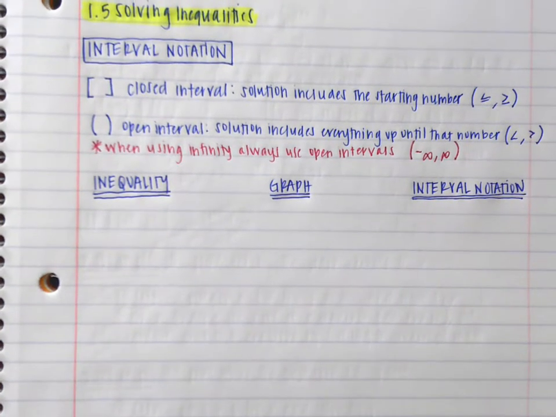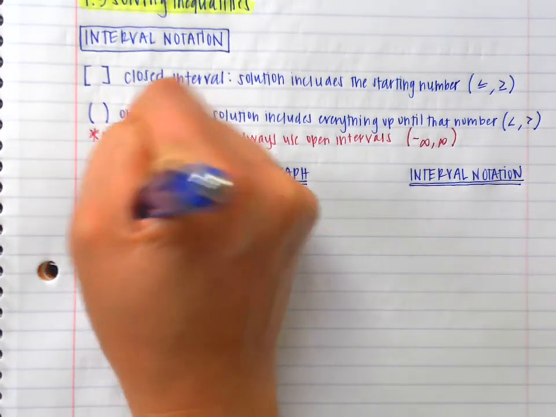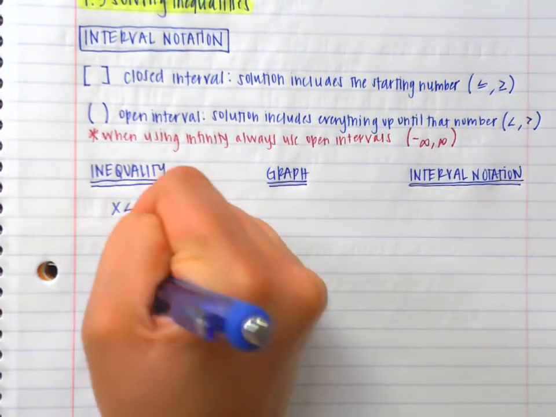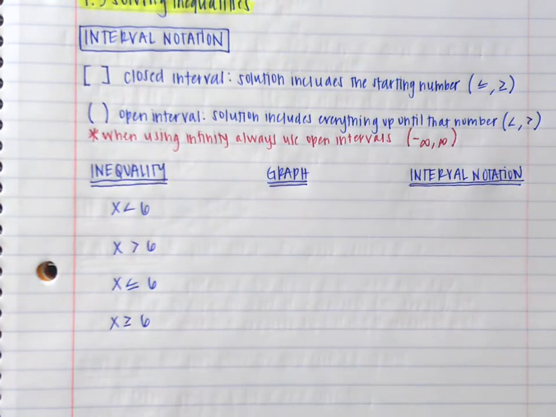So if I were to write 4 different inequalities: x is less than 6, x is greater than 6, x is less than or equal to 6, and then x is greater than or equal to 6. So you probably know how to graph these. Now, a lot of times we use an open circle. Sometimes we actually use parentheses and brackets. So let's look at that to familiarize ourselves with that format.